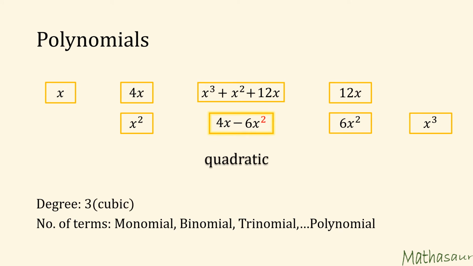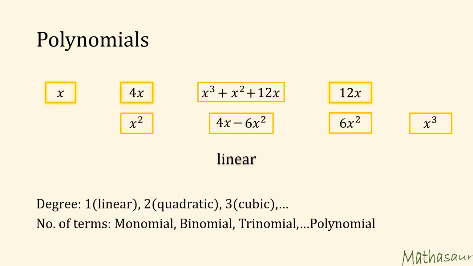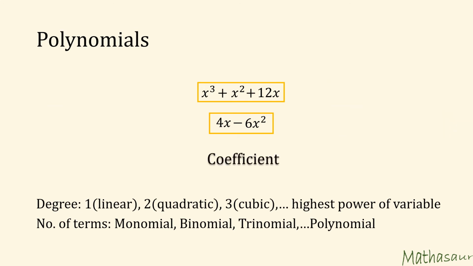Let us look at 4x minus 6x square. The highest power of x is 2. So the degree of this polynomial is 2. Polynomials with degree 2 are also known as quadratic polynomials. Can you spot 2 other polynomials that are quadratic? Yes, x square and 6x square. Now polynomials where the degree is 1 are known as linear polynomials. So x, 4x and 12x are linear polynomials here. Can you tell the degree of the given polynomial x cube? It would be 3.